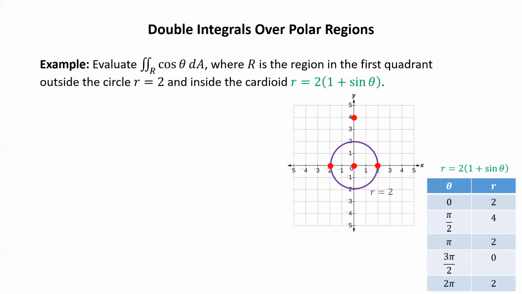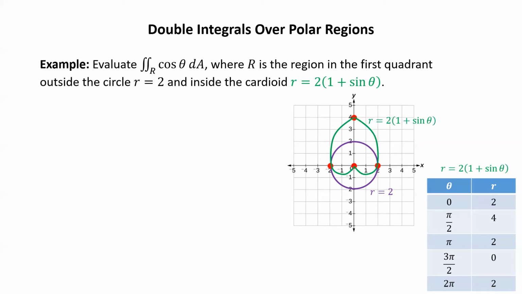So whenever r is 0, that is always just the origin. So we're coming into the origin there. And theta equals 2 pi and r equals 2 is the same point we started with. So now how do we actually draw this cardioid? Well, we sweep out arcs from one point to the next.